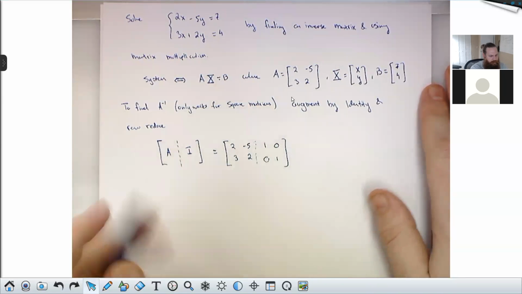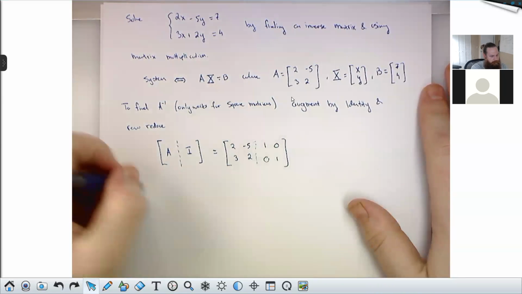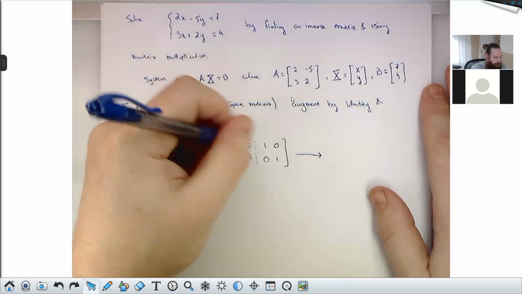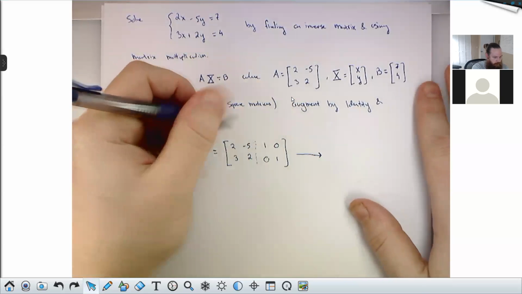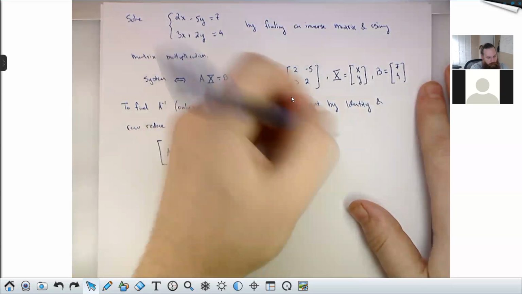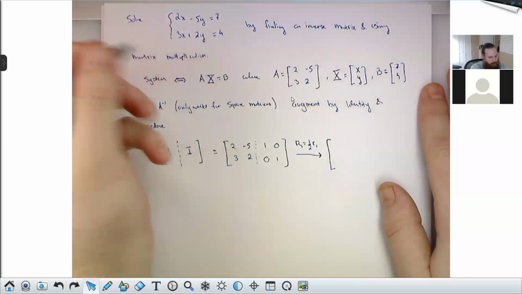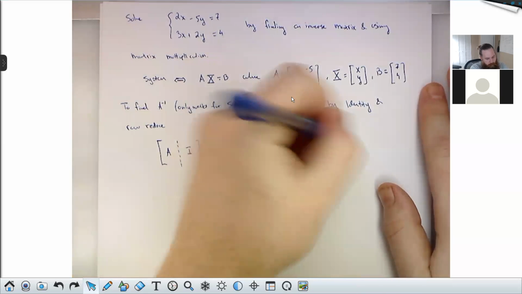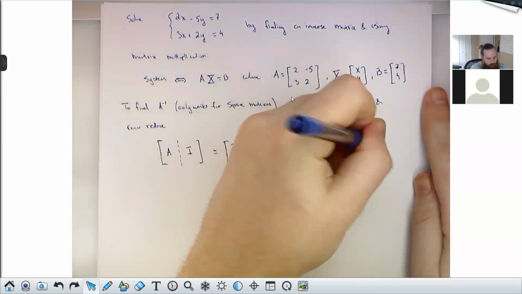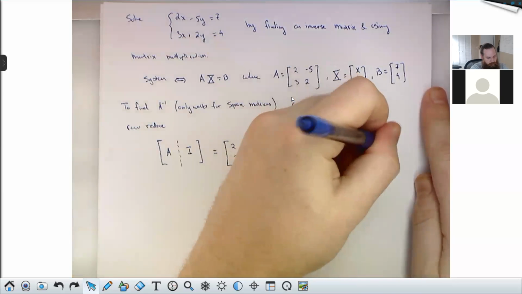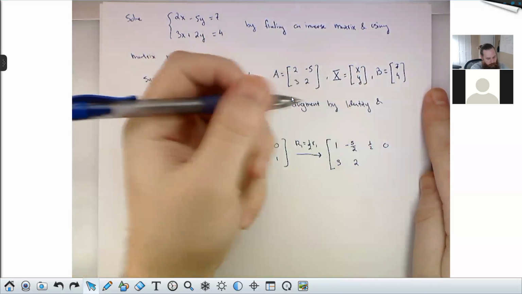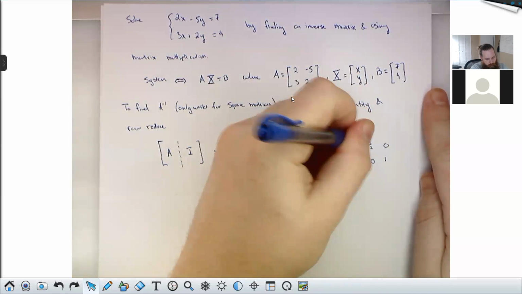It's a nasty process. My first step would be to divide through row 1 by 2. So my new row 1 is 1/2 my old row 1. Get ready for some fractions. 1, -5/2, 1/2, 0, and then the bottom row stays the same, 3, 2, 0, 1.